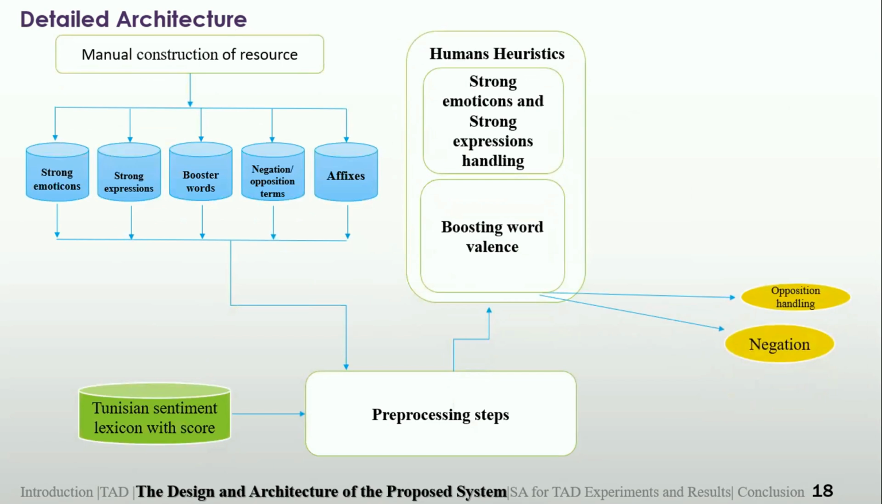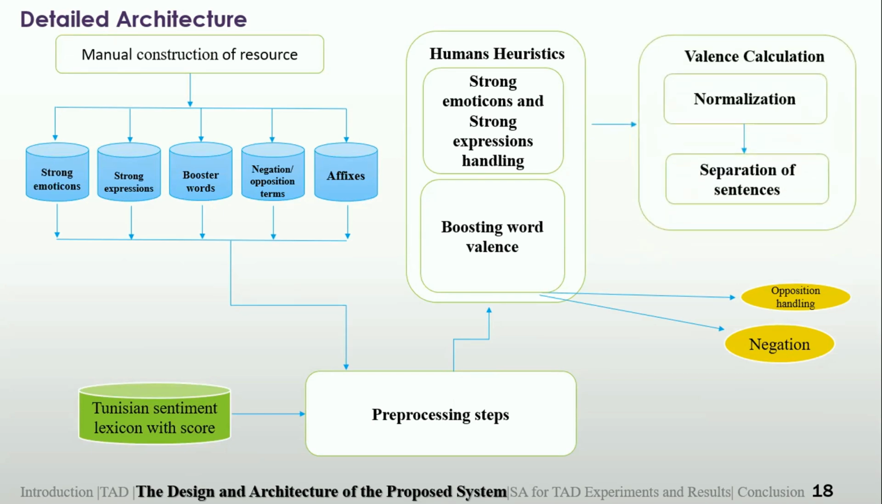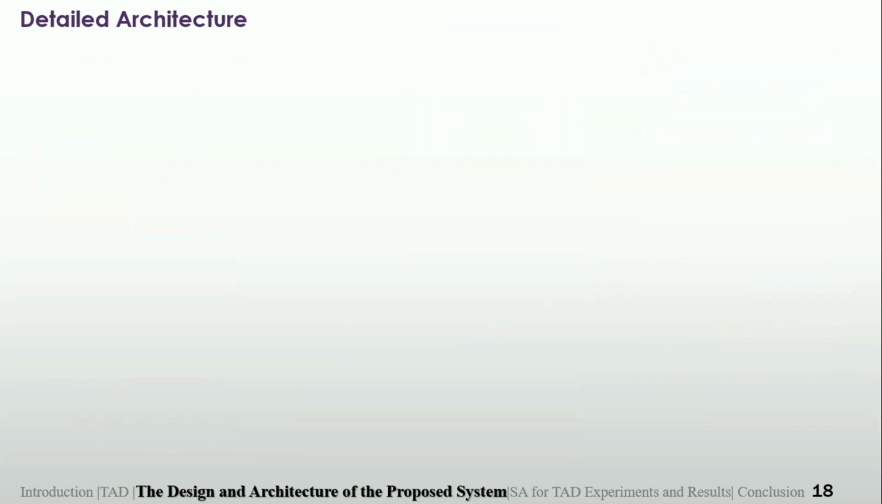The next step is to construct our resource. The first step is to create strong emoji or emoticon lists and strong expressions, booster words, negation and opposition terms, and affixes. Then we pre-process our dataset and create human heuristics like strong emoji and strong expression handling, use the boosting words of the Tunisian dialect, and calculate the valence of all these rules.